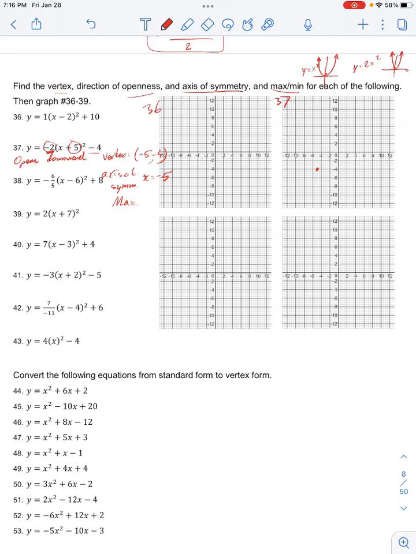So this means that when we have our function for 37, it would look something like this. If you really want to get specific, you can make a table of values and plot specific points, but this is just a rough graph, so this is generally what it would look like.